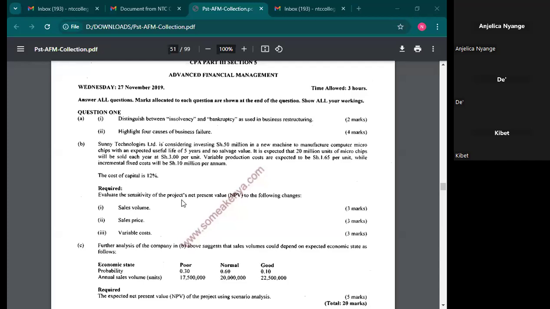This is the question. I think now it makes sense. If you're told to evaluate the sensitivity of the project's net present value to the following changes: a change in sales volume, change in sales price, and variable cost. I know this one you can now do.